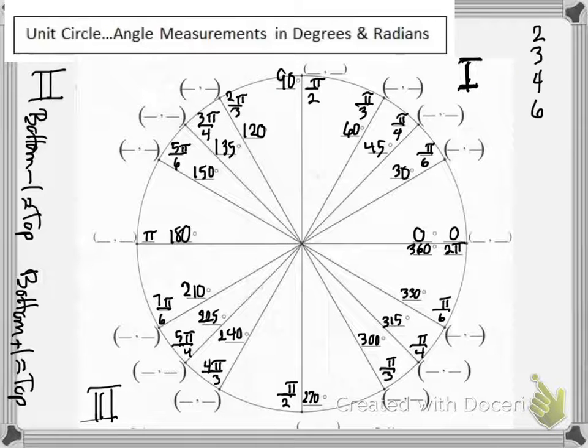And then it gets a little trickier in the last section, but this is quadrant 4. In quadrant 4, I'm going to say the bottom times 2 minus 1 equals the top. 2 times 3 is 6, minus 1 is 5. 2 times 4 is 8, minus 1 is 7. 2 times 6 is 12, minus 1 is 11.